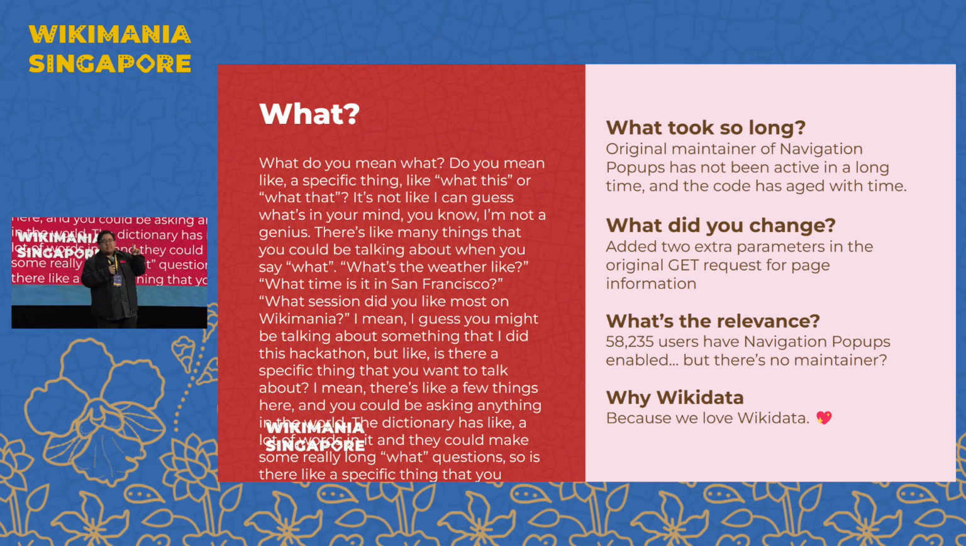So what's the relevance? Well, around 58,000 people actually have this gadget enabled, according to the special gadget usage page on the English Wikipedia only. So you can just imagine how many people actually use this on other wikis. And it doesn't have an active maintainer, so that's something that really needs to change. I think a lot of people can relate to the fact that we should really take care of our tools and the gadgets that we use a lot.